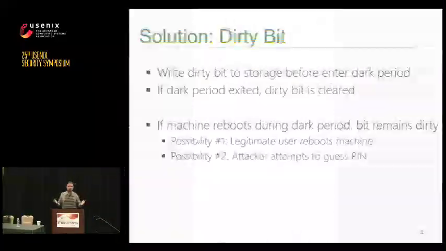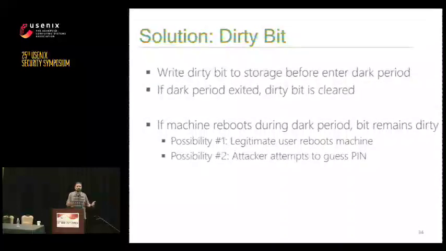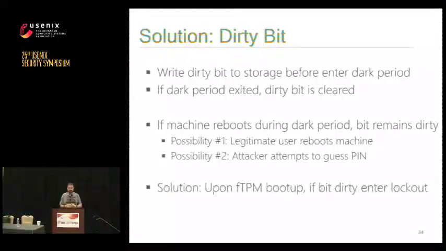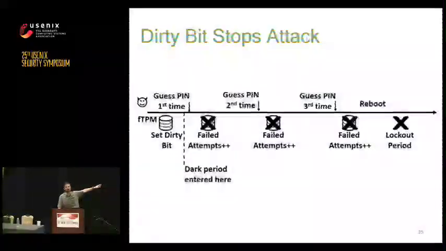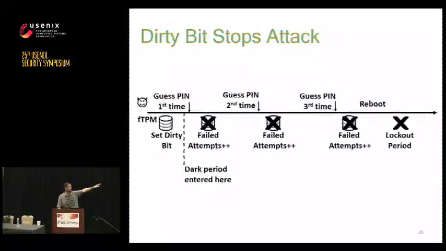Either there is a legitimate user that happened to just reboot their platform in the middle of one of these dark periods, or an attacker is trying to actually reboot the machine to guess the PIN number. We just can't distinguish between the two possibilities. Which one is it? The solution here was to be conservative from a security standpoint and assume an attacker no matter what. The solution then is to always enter lockout when you reboot during a dark period. So to illustrate the dirty bit in action, this is the same timeline as before, except that on the right-hand side we cannot store the failed attempts counter, but if the machine rebooted, we always enter lockout.